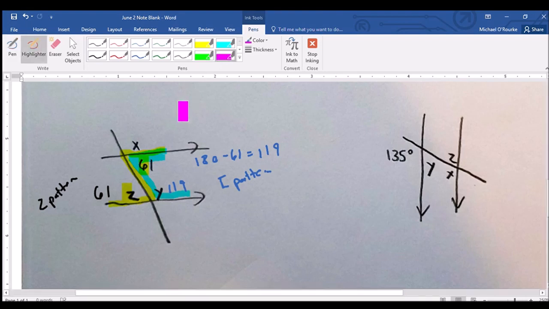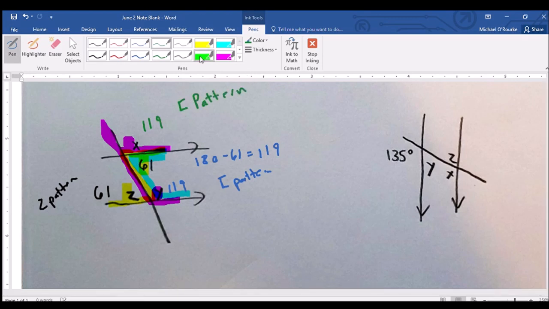Then for my last one, I'm going to take a look here, and I'm going to go this way. I'm going to make my upside down F. Oh, F got away from me there. Because that means this will equal this. So if those two are equal, that means this is 119 as well. And that is C pattern. Okay? So you just got to take your time. You could have done that backwards. I could have done the C pattern first, then the F pattern, then the Z pattern. But however way you go, you're going to get it right. I'm not too worried about you.